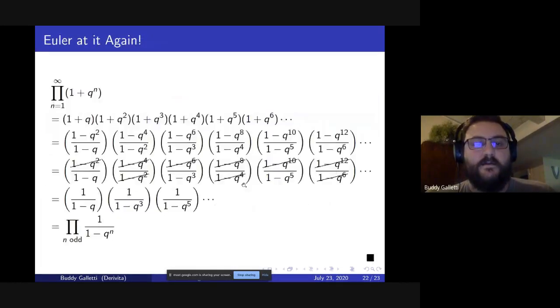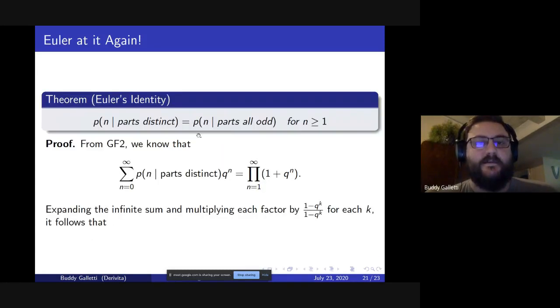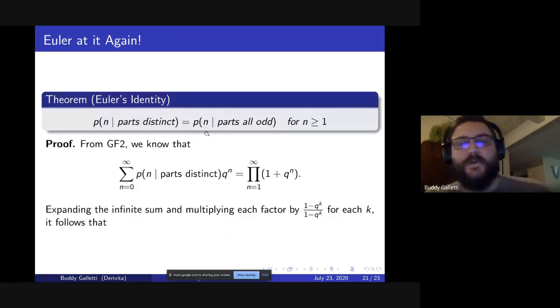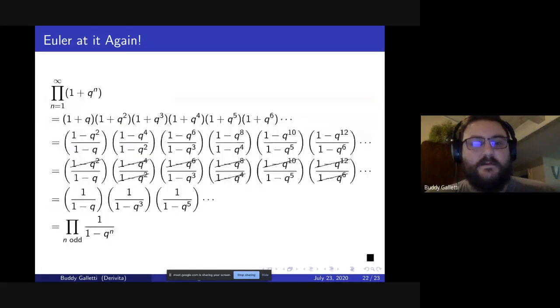And this will allow us to prove that in fact that infinite product represents all the partitions of n such that all the parts are of odd size. And that's it for that proof. Are there any questions?